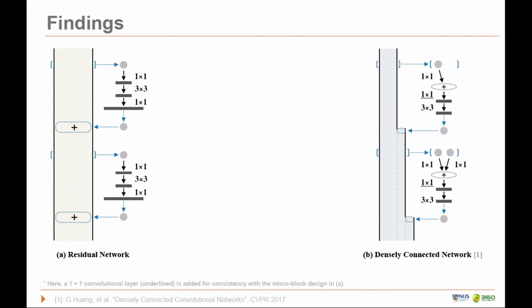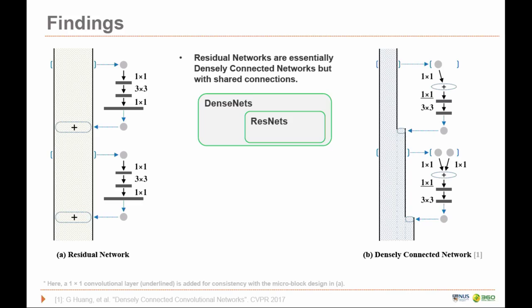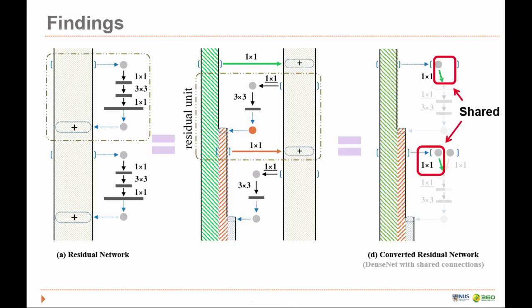We start by analyzing 2 state-of-the-art network architectures, the ResNet shown on the left, and the densely connected network shown on the right. As you can see, the residual network adds its output back to the input, while the densely connected network concatenates its output with the input. They look very different, but in this work, we found that the residual network is essentially the densely connected network, but with shared connections. Here, we highlight those shared connections with red boxes.